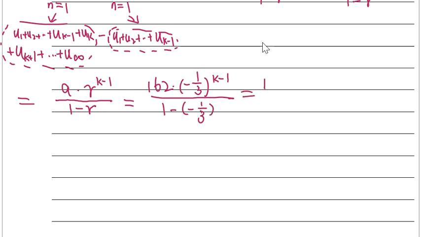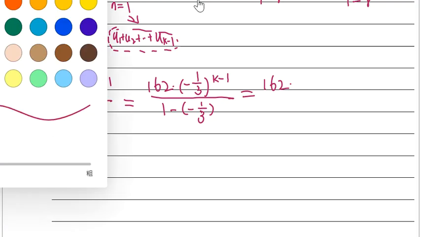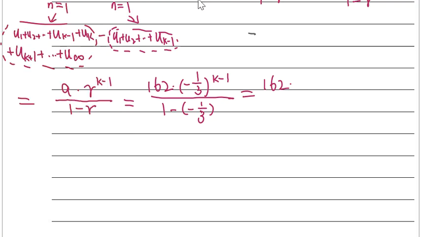Now we've got 162 times. Now let's observe this term a little bit: negative 1 over 3 to the power of k minus 1. I think we can rewrite it as negative 1 to the power of k minus 1 times 1 over 3 to the power of k minus 1. Does it make sense?